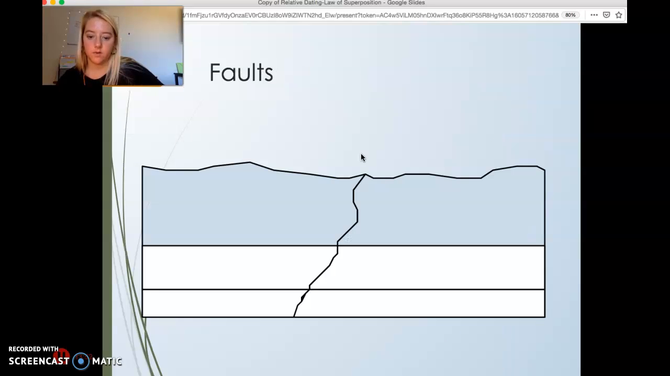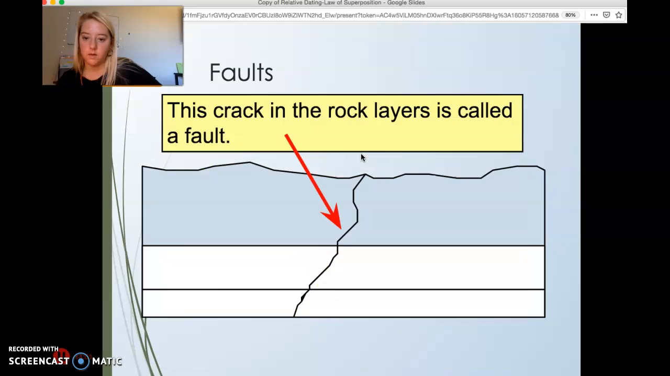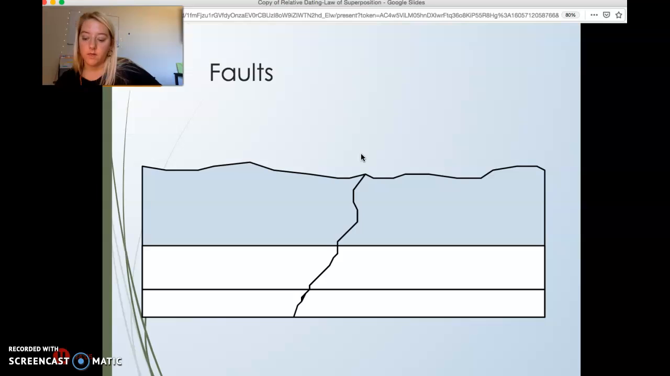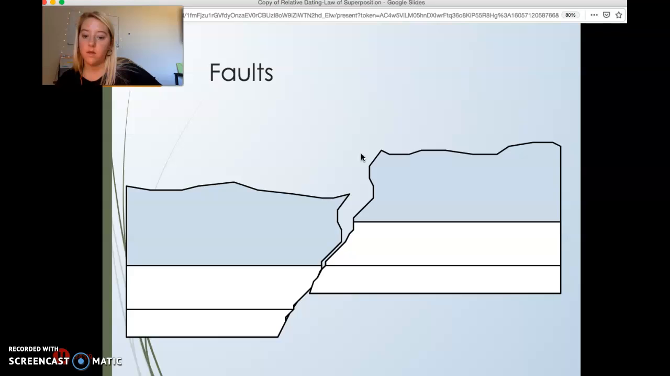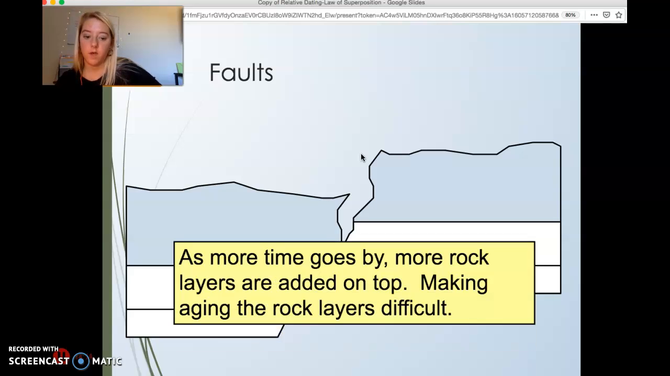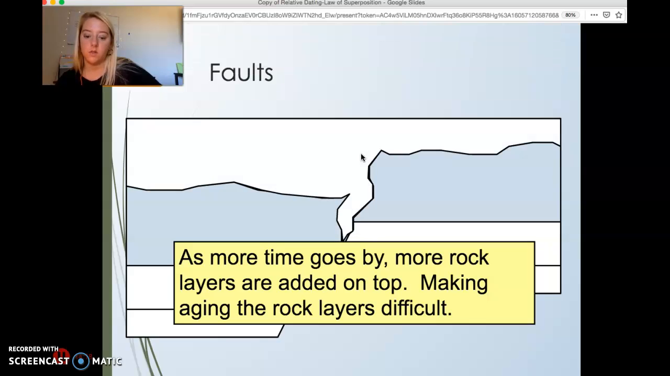Again, here we go. So we've got the rock layers nice and steady, but we've got a fault that's broken through into the rock, and all of a sudden we have tectonic plate movement and the crack in the rock is called a fault. They break apart and they move. And then, as time goes by, more rock layers are added to the top, making it difficult to age the layers of the rock.